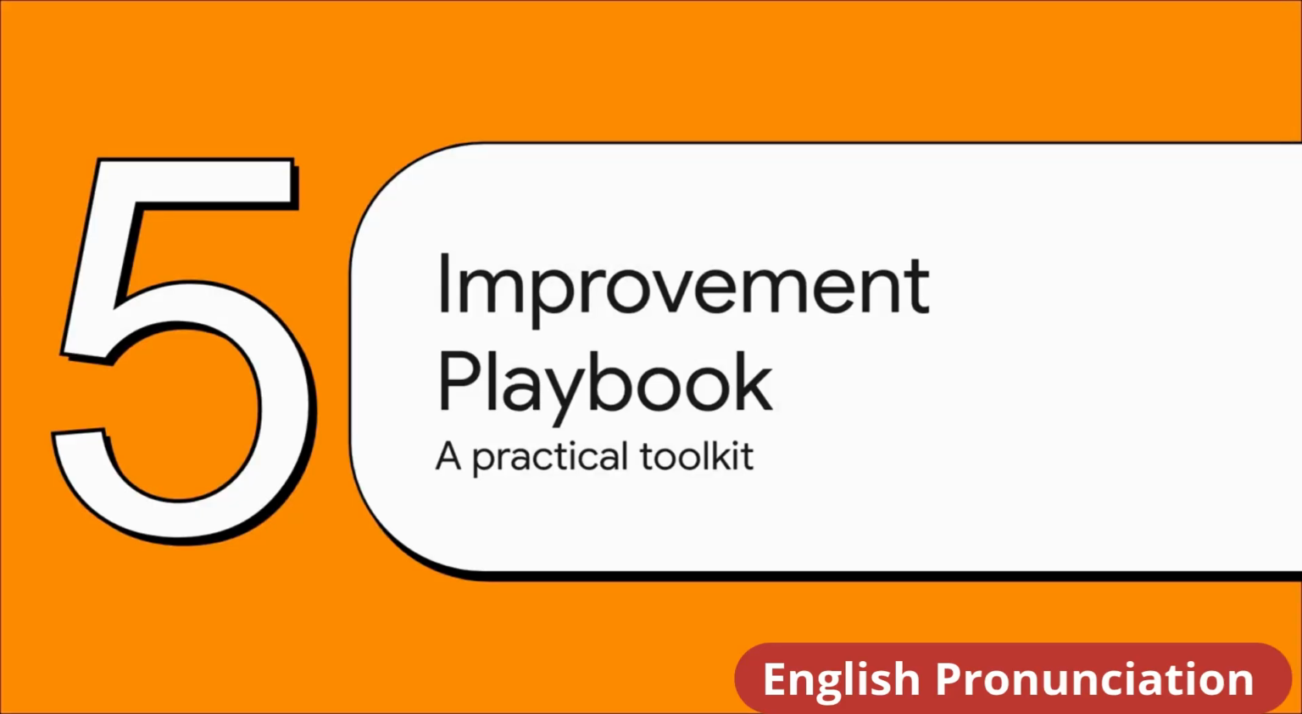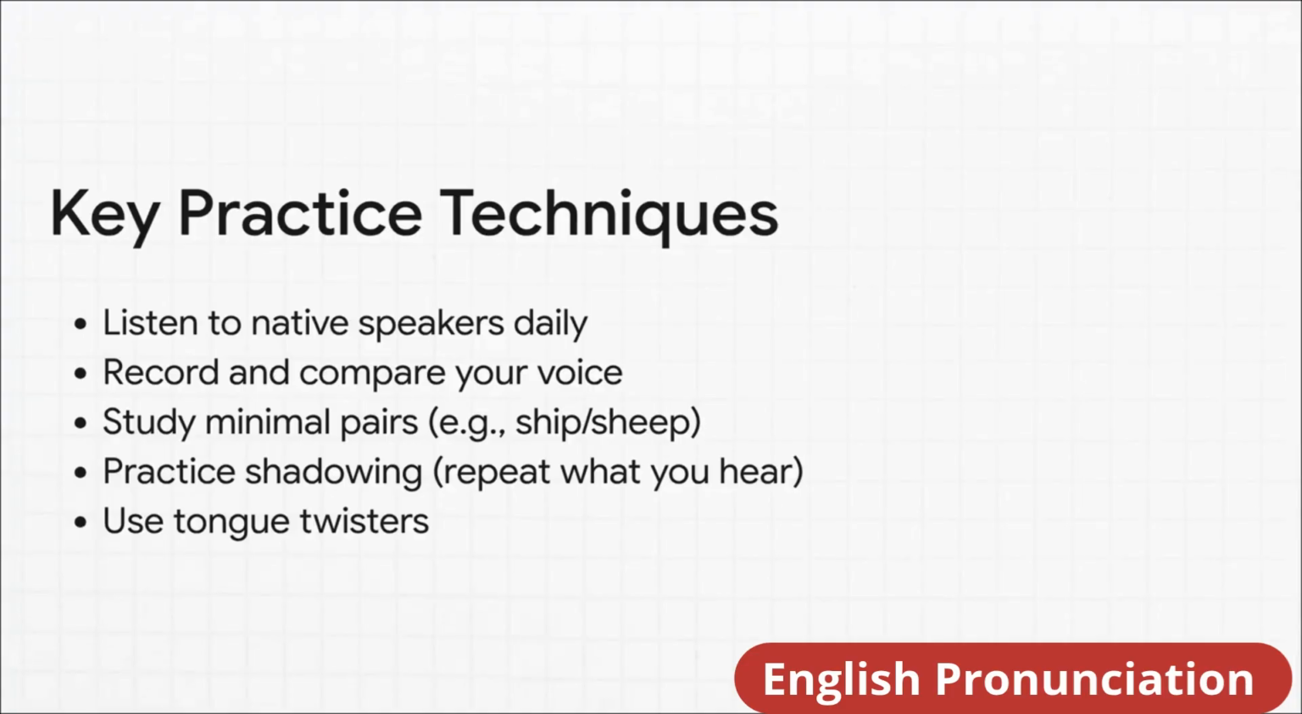Whew. Okay, that was a lot of theory, right? We've talked sounds, rules, and music. Now for the most important part, how do you actually get better? Let's build your personal playbook for improvement. Okay, these aren't just random suggestions. These are tried and true methods that really work. For example, shadowing, where you listen to someone and try to repeat what they're saying almost at the same time, is incredible for building that muscle memory in your mouth.